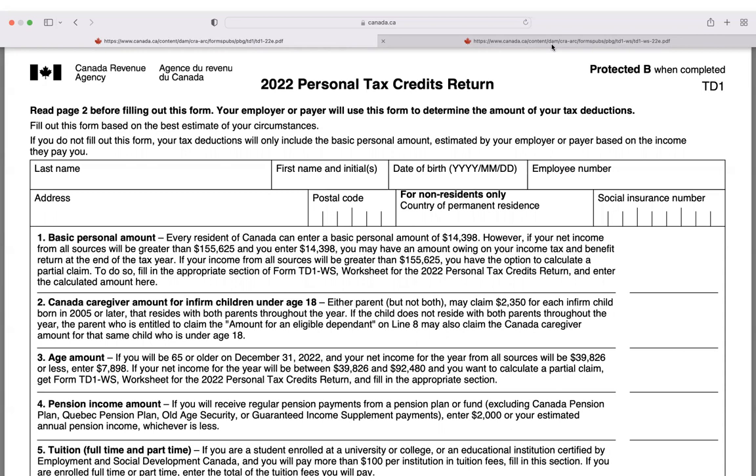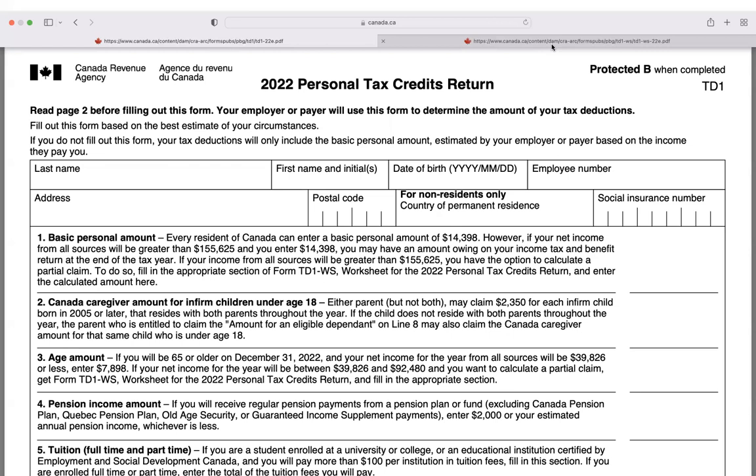So you put in your last name, your first name, your date of birth, employee number, your address, postal code, and your social insurance number. So number one, basic amounts.